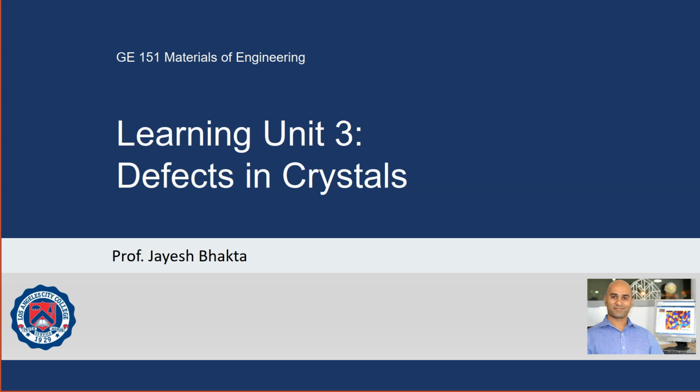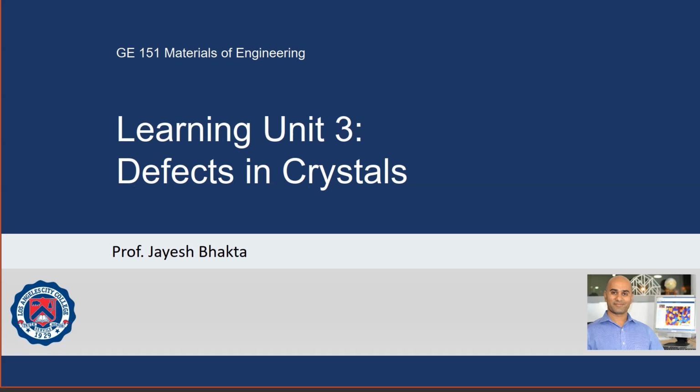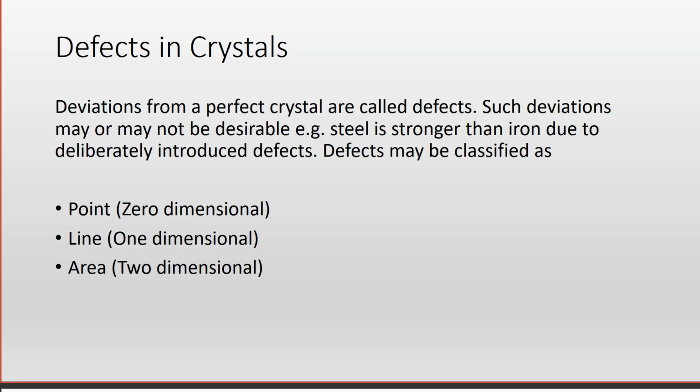Learning Unit 3, Defects in Crystals. Defects in crystals may be categorized according to their dimension. We'll deal with point defects, which are zero-dimensional, line defects, which are one-dimensional, and area defects, which are two-dimensional.